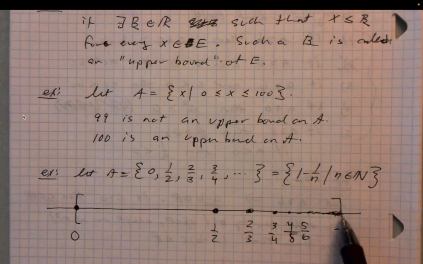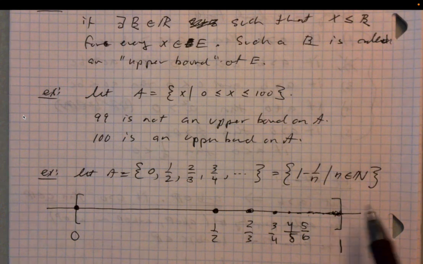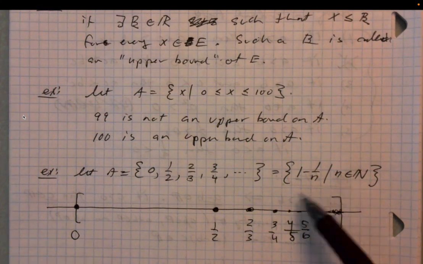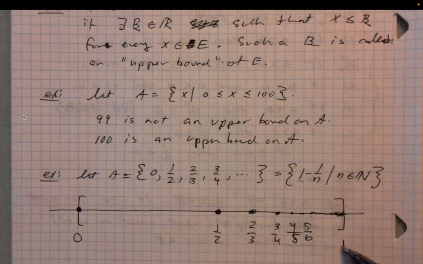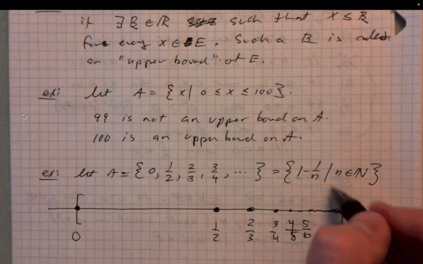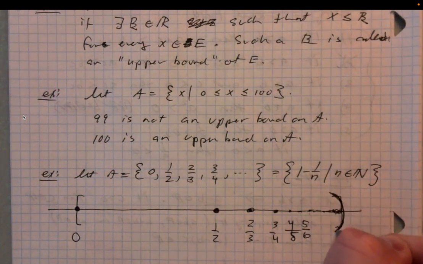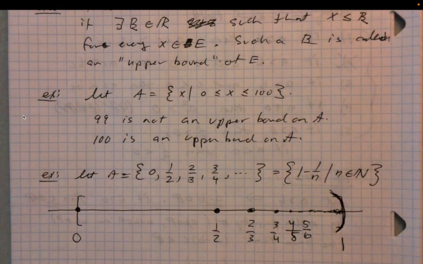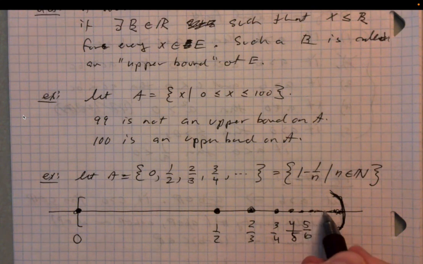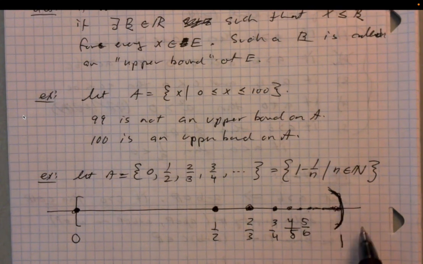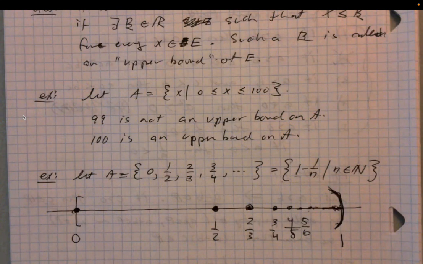Are they ever going to exceed 1? No. Are they ever going to be equal to 1? No. 1 minus 1 over 10 million is very close to 1, but not 1. So technically on this end of the set, we would have an open parenthesis, meaning that 1 is not included. We start at 0, and then we go to 1/2, 2/3, 3/4, 4/5, 5/6, and it just gets closer and closer until eventually the points are virtually on top of each other as we get closer and closer to 1.